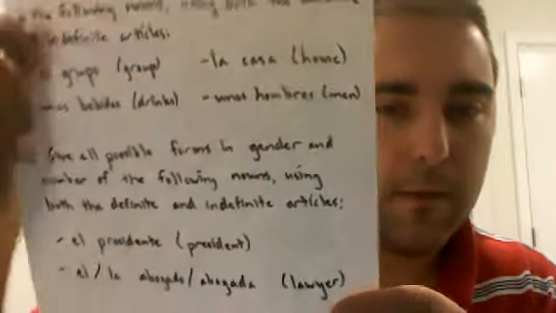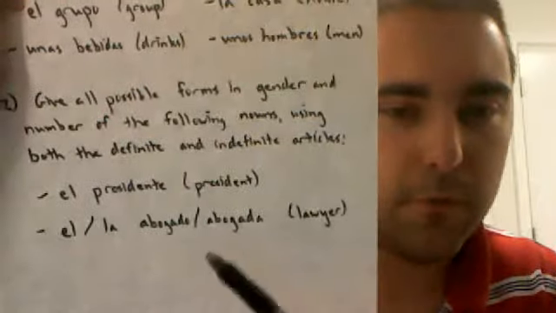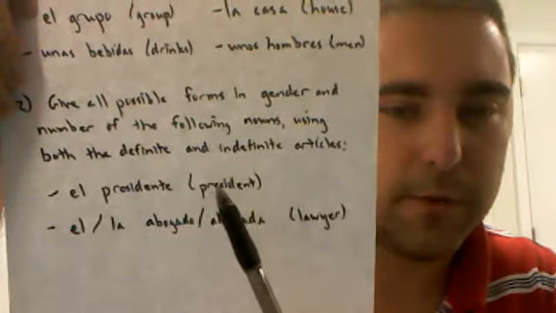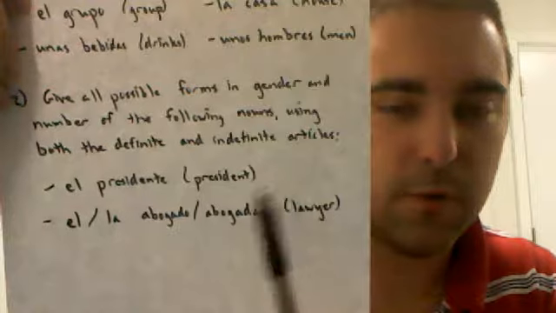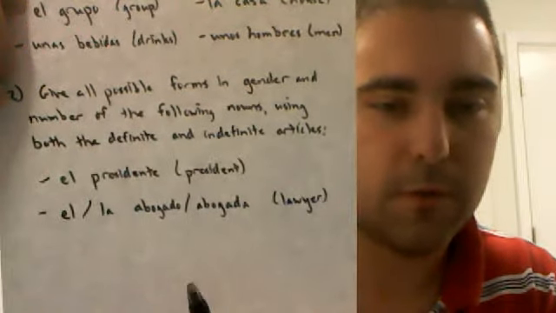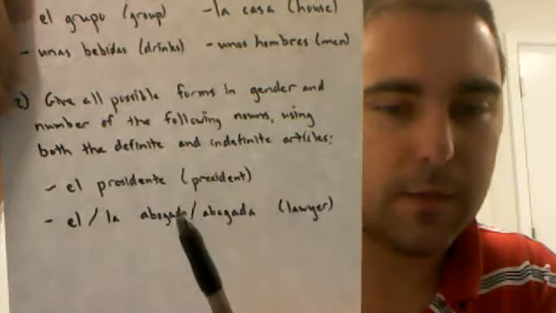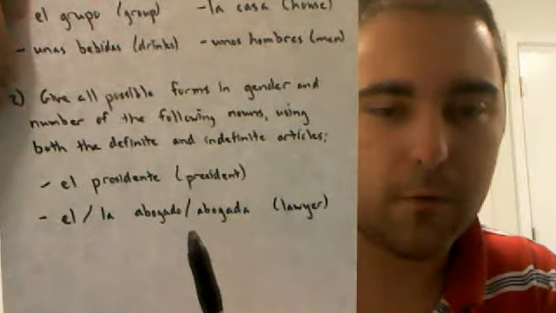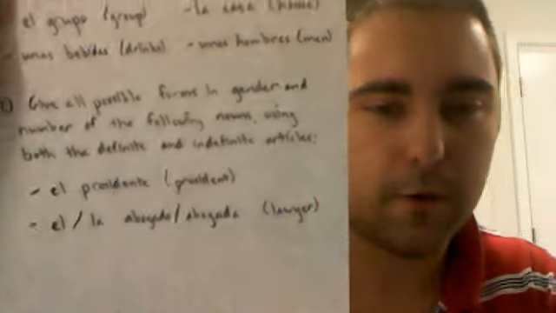And give all possible forms in gender and number of the following nouns using both the definite and indefinite articles. These are ones that can be either male or female depending on who they refer to. You can have el presidente, which is the president, or el or la abogado or abogada, which means lawyer.